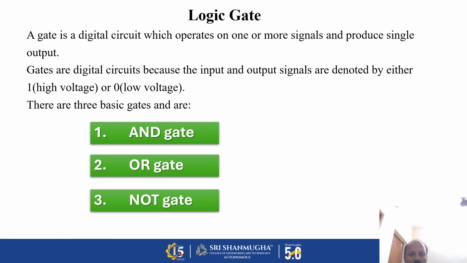Next, we are going to discuss the logic gate. A gate is a digital circuit which operates on one or more signals and produces a single output. Gates are digital circuits because the input and output signals are denoted by either high, that is 1, or low, that is 0. There are three basic gates: AND gate, OR gate, NOT gate.